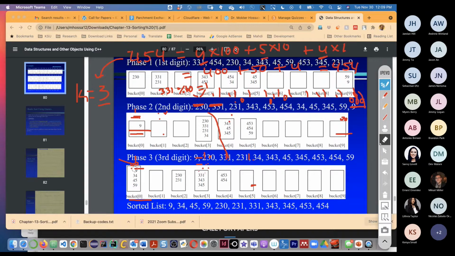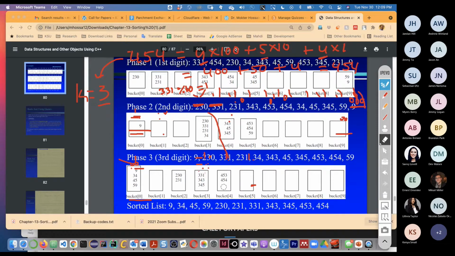And after this, you see that at this point, we got all the numbers sorted. So you got 9, 34, 45, 59, 230, 231, 331, 343, 345, 453.